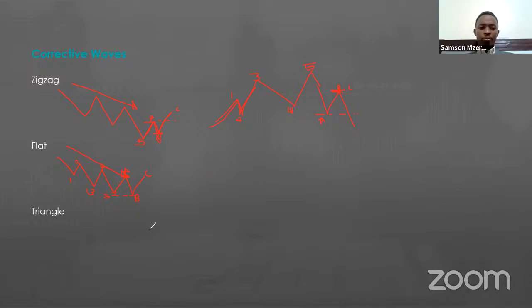For the triangle, you're going to find setups like a wedge, or sometimes even a flag. Those are other types of structures that can show you reversal patterns.